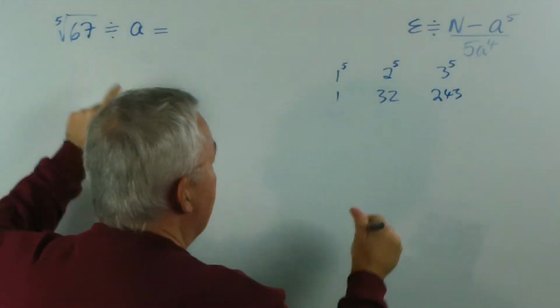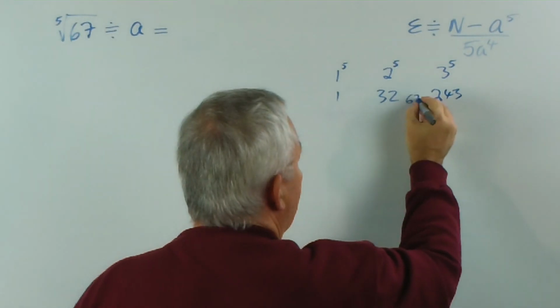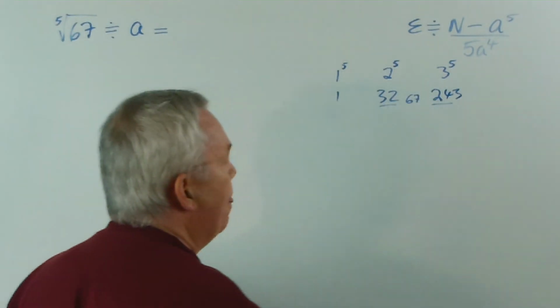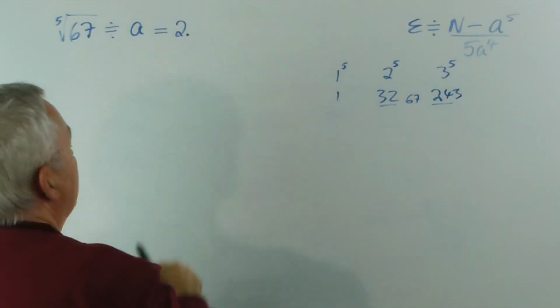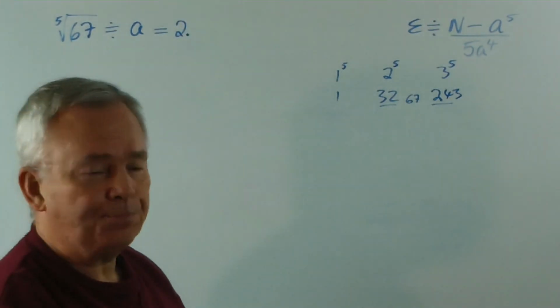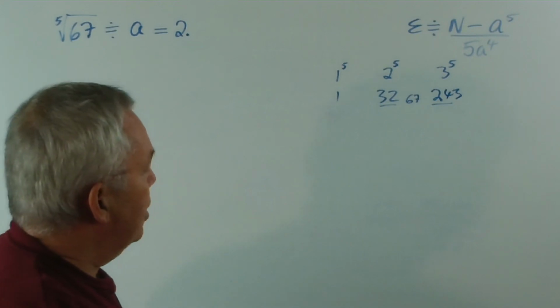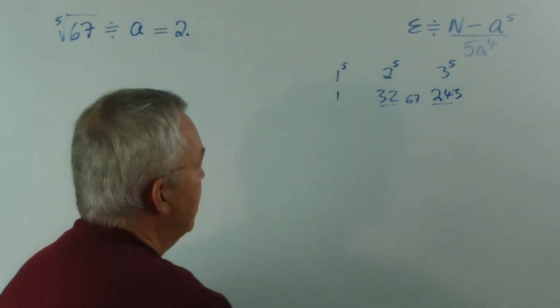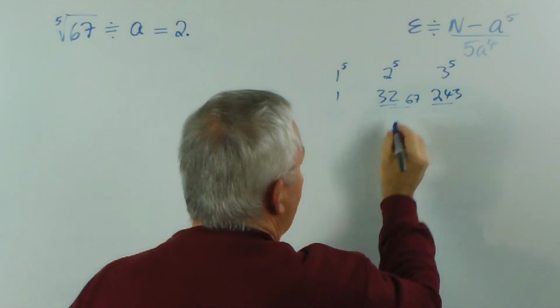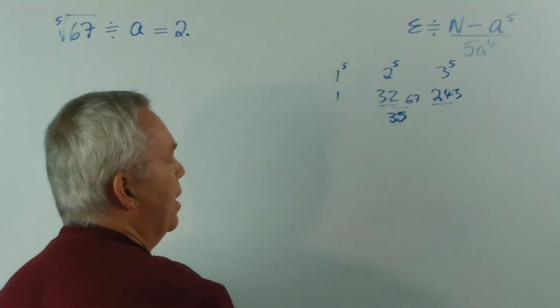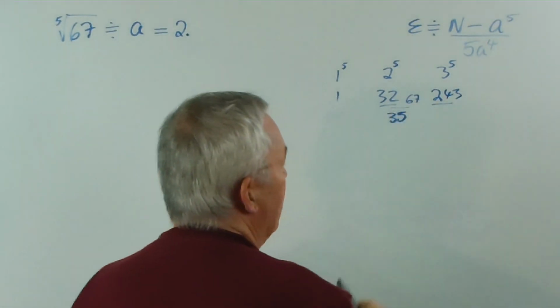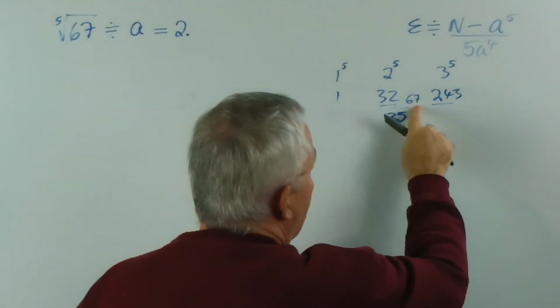Now this number here, 67, is in between these two. So our fifth root is going to be 2 point something. It's going to be in there. Just what? Well, let's look at the gaps. From 32 up to 67 is a gap of 35. From 67 to 243 is a much, much larger gap.